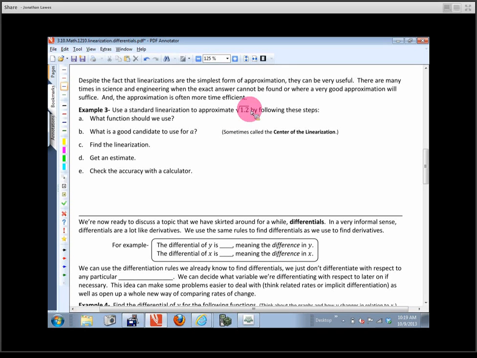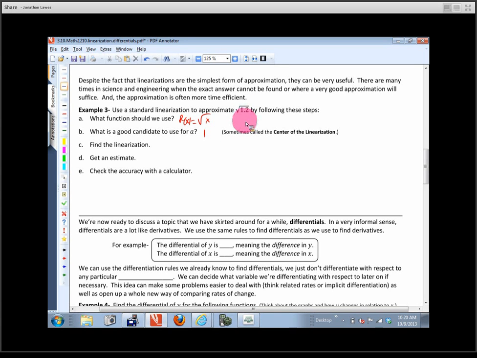So here's what we're going to do. If we're going to approximate square roots, what function should we use for our linearizations? Square root. So f of x is going to be the square root of x. That's the function we're going to use. Now, what is a good candidate for a, which we also call the center of the linearization? If I'm going to use a line to approximate the square root of 1.2, what point near 1.2 would be pretty easy to plug into the square root function? 1. So we're going to use a equals 1, because it's pretty darn close to that, and it's easy to compute.